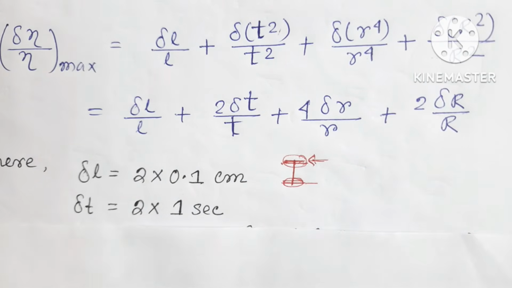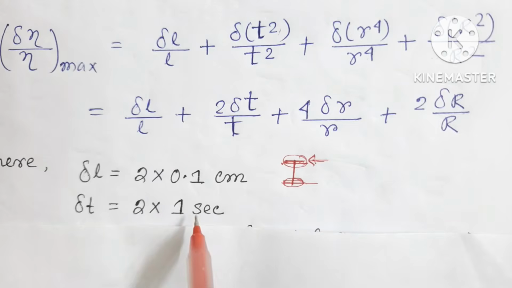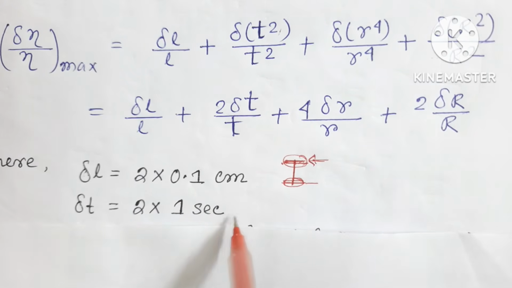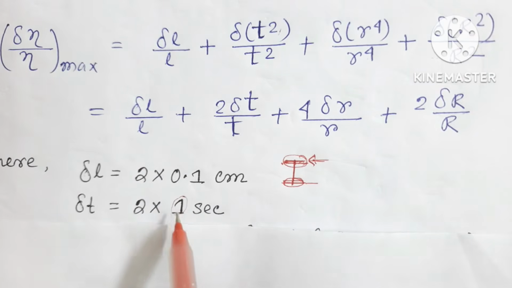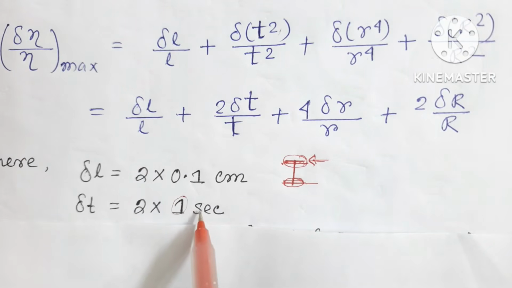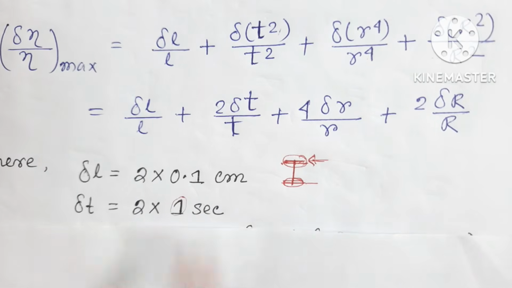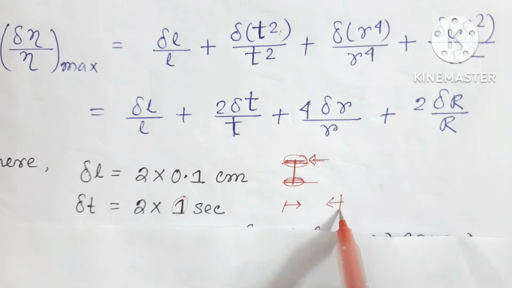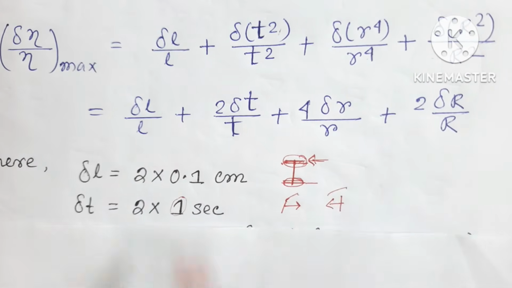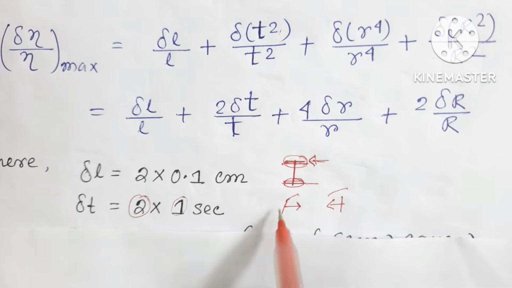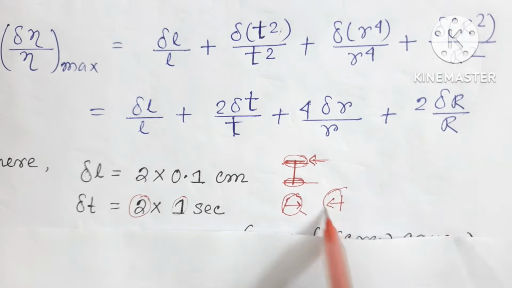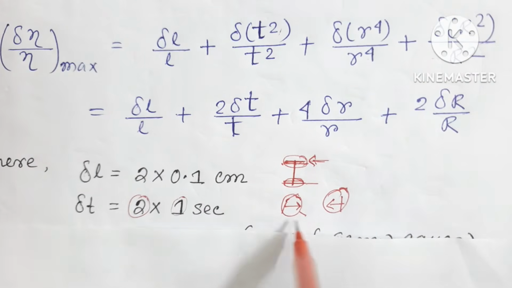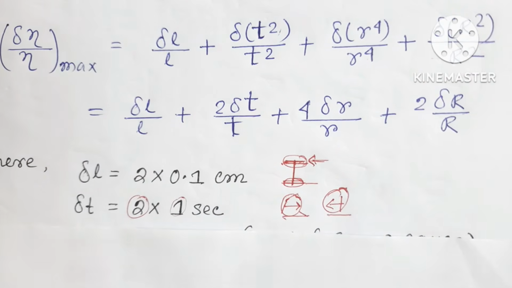Now delta T: we have used this stopwatch where the step of time is 1 second, so the error may come from this smallest time data. Again, when we started the stopwatch and when we stopped the stopwatch, we have taken two data points. That is why we have multiplied by 2. So the error may come from the starting point and also the ending point, so we have to count these two sides, right?